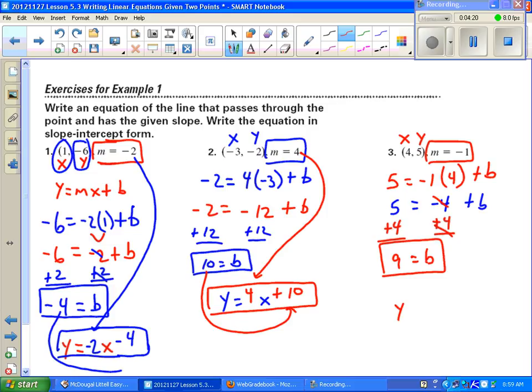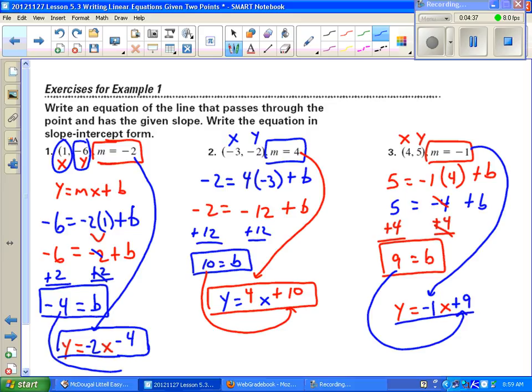So y equals something times x plus b. You just plug your values in. m's value is negative 1, so plug it in right there. And b's value is 9. It's positive, so we'll plug that in right there, so plus 9. And you can rewrite that. You don't need the negative 1x to show. You could rewrite that simply as y equals negative x plus 9.